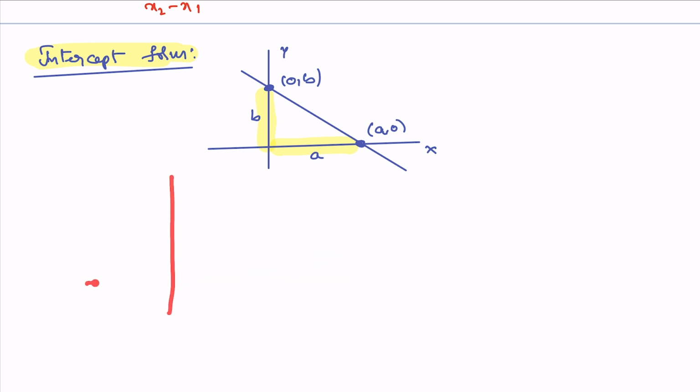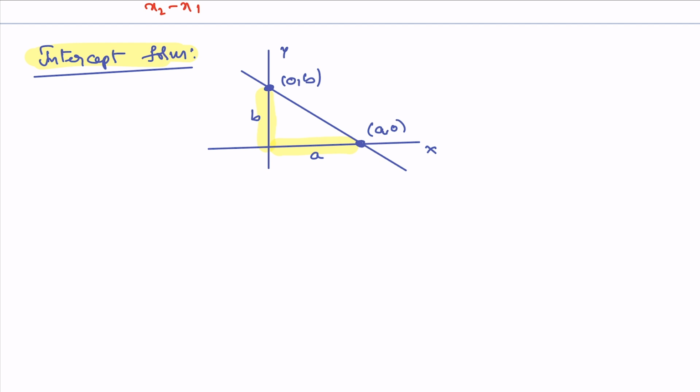They said that there is a line which cuts the x-axis at minus 1 comma 0. What is its x-intercept? Minus 1 comma 0. Minus 1 is the x-intercept? But length can never be negative. So we cannot say that the x-intercept is minus 1. We say this length is 1 only. Right?